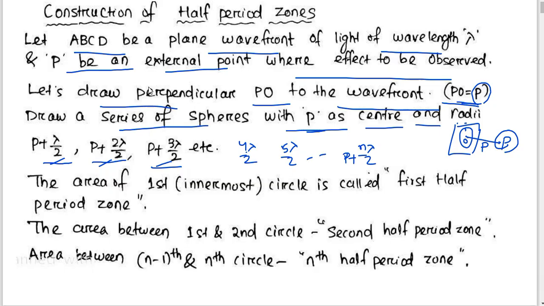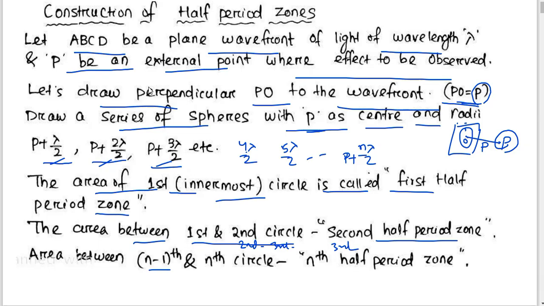Listen carefully. The area of the first, innermost circle is called the first half period zone. The area between the first and second circle is called the second half period zone. The area between the second and third is called the third half period zone, and the area between the (n minus 1)th and nth is called the nth half period zone.